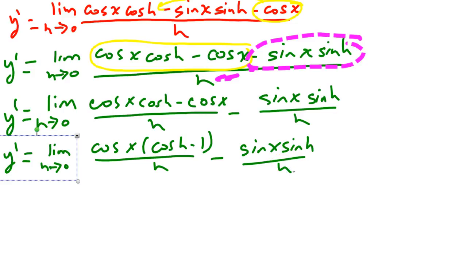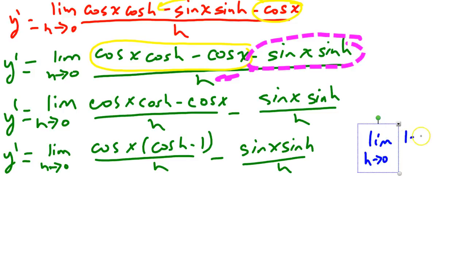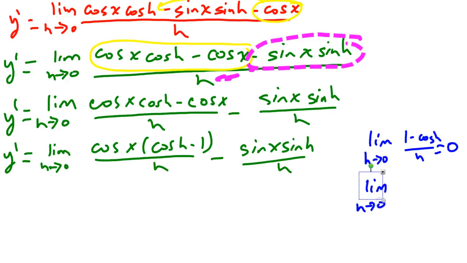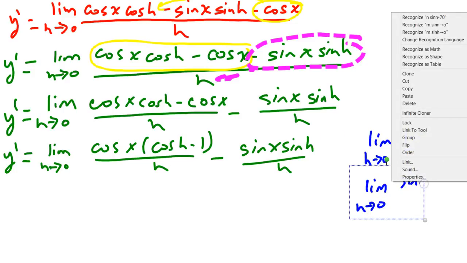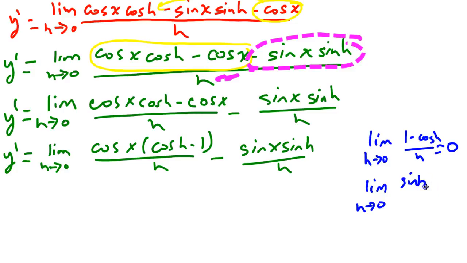All right, now, if you go back to our squeeze theorem limits, this one right here, the cosine of h minus 1 over h, should look familiar. As a side note, recall that we figured out that the limit as h approaches 0 of 1 minus the cosine of h over h always approaches 0. So we know that the limit of that is 0, right? Similarly, don't forget that the limit as h approaches 0 of the sine of h over h, by the squeeze theorem, we know approaches 1, right?